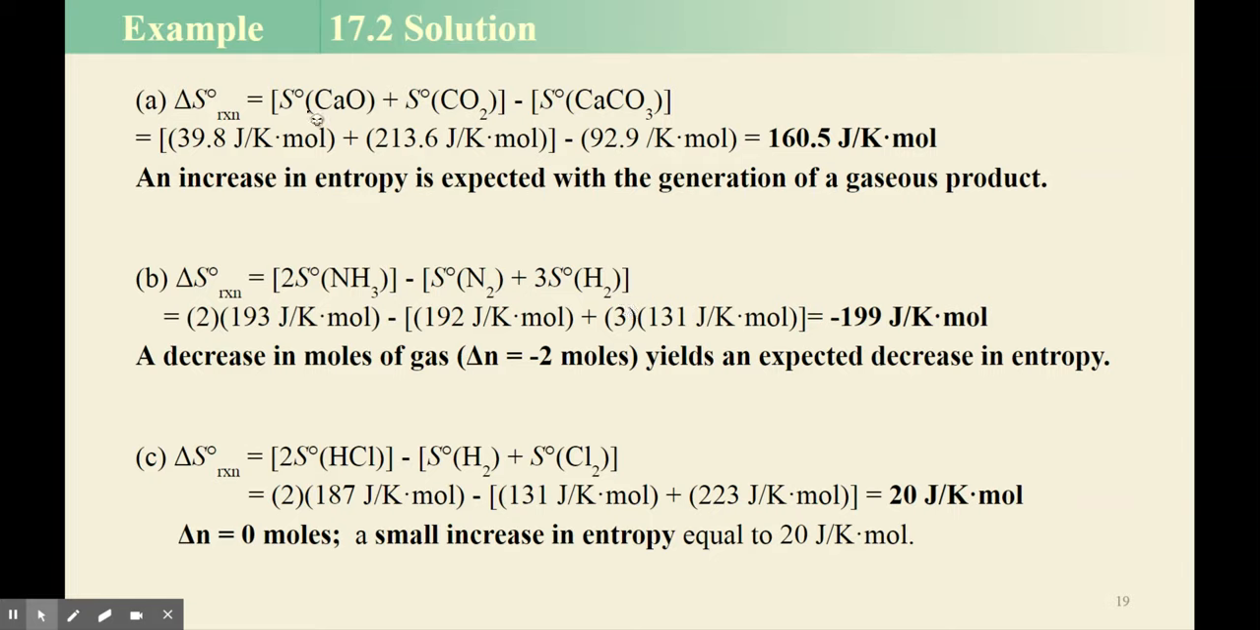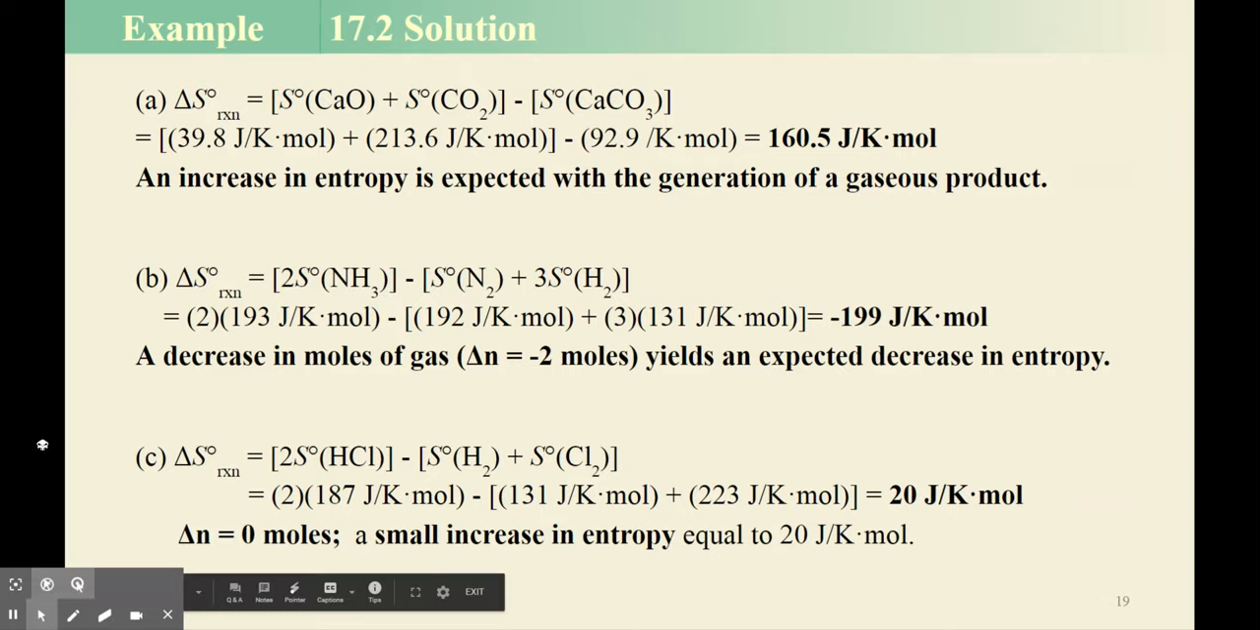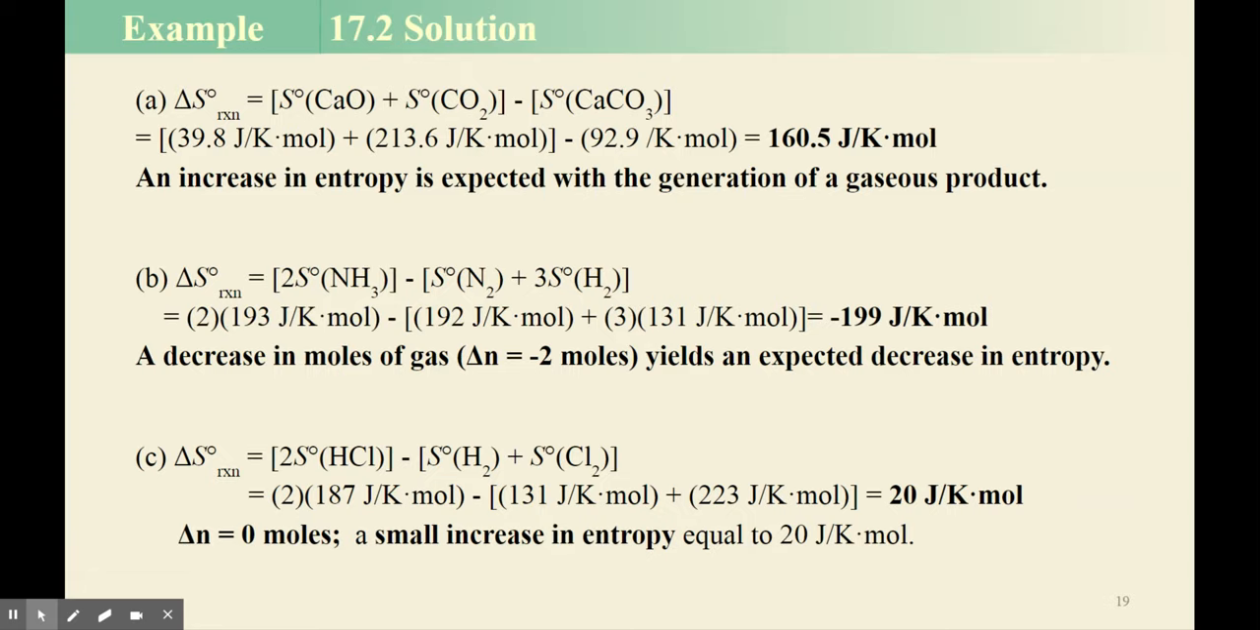So on A, we had a positive value because we were producing more products than reactants in the decomposition. But for B, it's negative because we're ending up with fewer moles of gas than when we started. So again, A made more products, B consumed more reactants, in terms of how many particles there actually were.